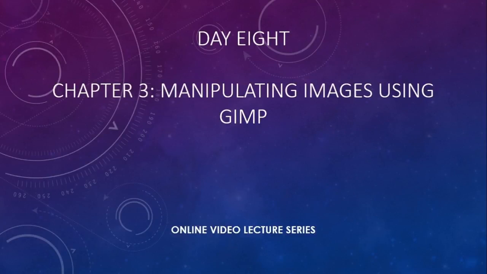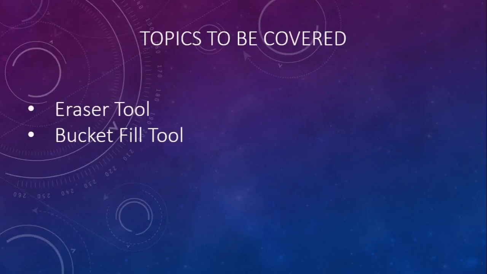As I said, today we would be dealing with two tools. One is the eraser tool and the second one is the bucket fill tool. As the name suggests, the eraser tool is used to remove unwanted lines or color from an image, and the bucket fill tool is used to pour color on an image. So these two tools we would be dealing with today.